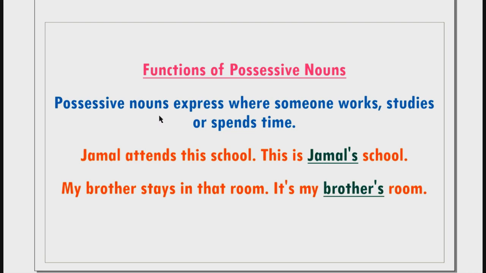Two, possessive nouns express where someone works, studies, or spends time. Jamal attends this school. This is Jamal's school. In this case, Jamal is not the owner of the school, but because Jamal goes to the school, then we can say this is Jamal's school. So where someone works, where someone studies, or where someone usually stays. My brother stays in that room. It's my brother's room.